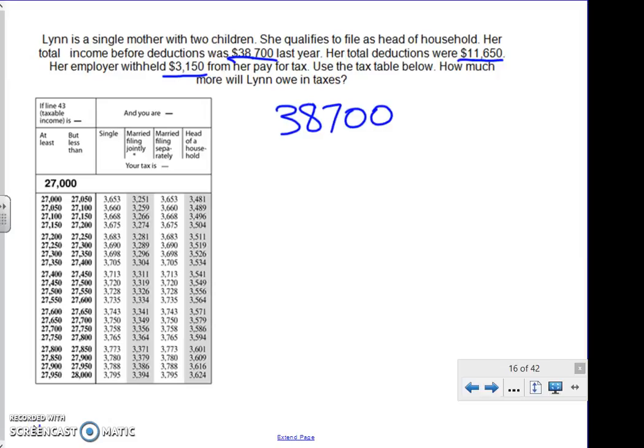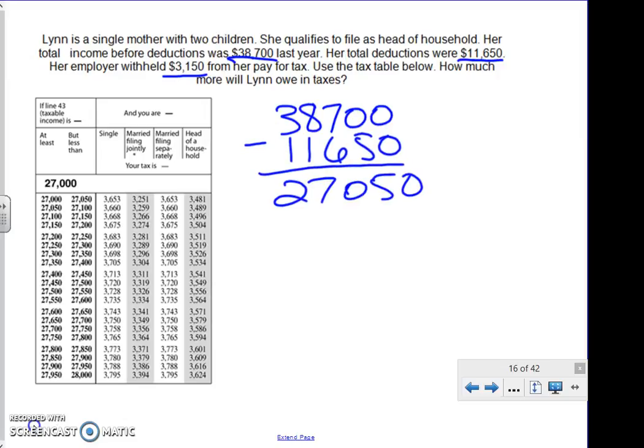To do that, we're going to take her income before deductions, and subtract out those deductions. And we end up at $27,050 as her adjustable tax income. If we then come over to the chart, we'll see on the left side it says at least, and the next one says but less than. So if you come back down to the second one, it's at least $27,050. Now it's important to note that she is head of household.